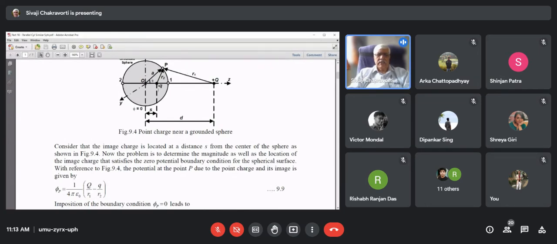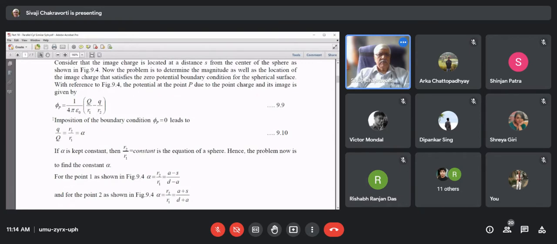Therefore, what is the potential at the point P due to these two charges? You all know the potential due to a point charge at any distance r is q by 4 pi epsilon r. This is a very, very well known expression. Now, since there are two charges, it will be the addition of the two scalar potentials, and that is given at the bottom of your screen, which is a very simple expression. But now we are going to impose the boundary condition. What is that? The potential of the spherical surface is zero. So we put that boundary condition.